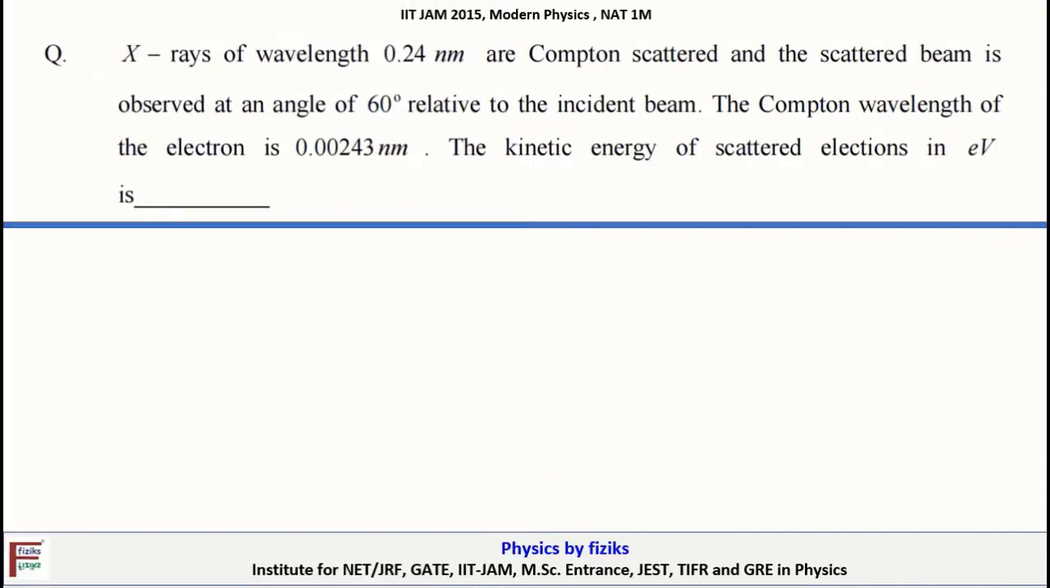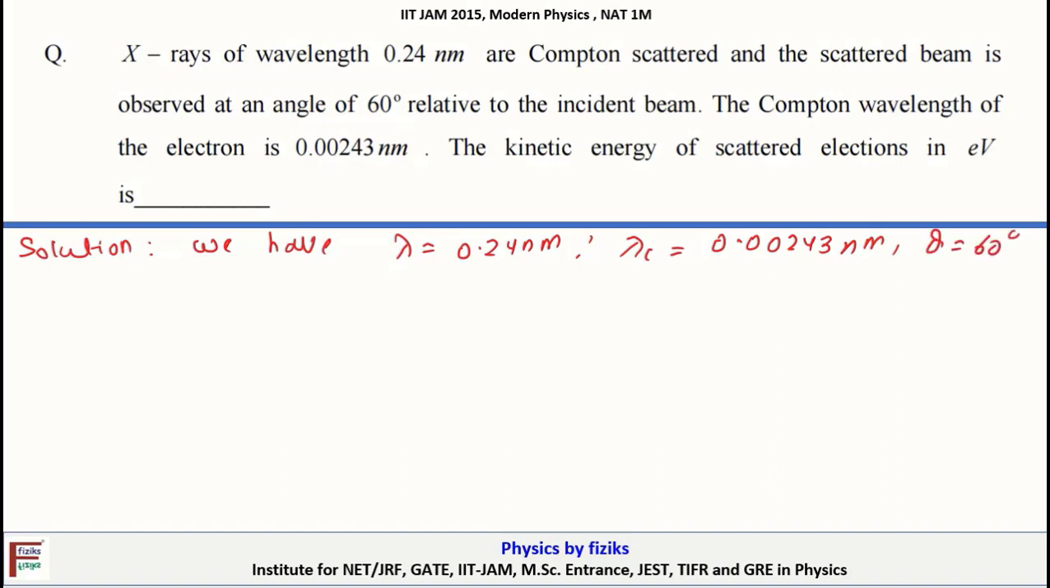X-rays of wavelength 0.24 nanometer are Compton scattered, and the scattered beam is observed at an angle of 60 degrees relative to the incident beam. The Compton wavelength of the electron is 0.00243 nanometer. The kinetic energy of the scattered electron in electron volts is. Solution. We have lambda equals 0.24 nanometer, lambda c equals 0.00243 nanometer and theta equals 60 degrees.